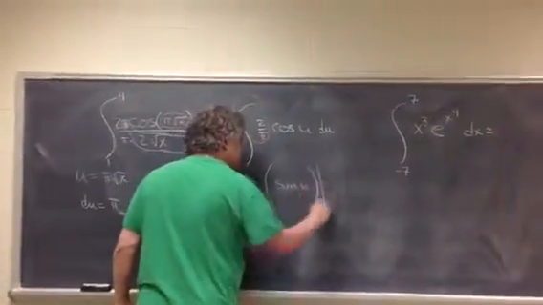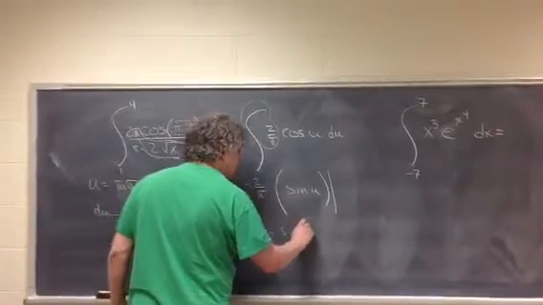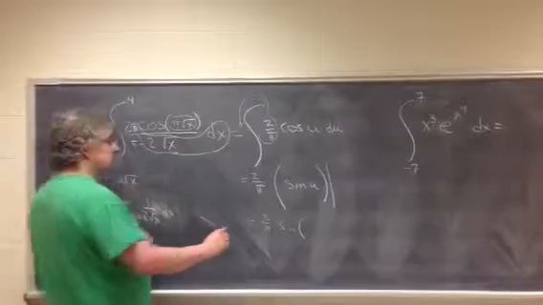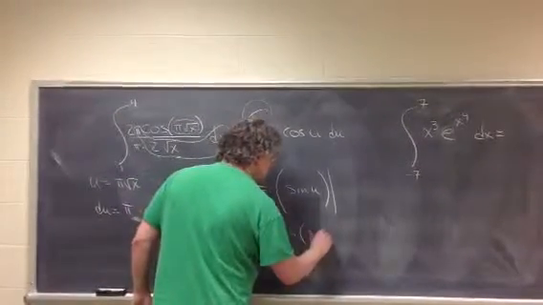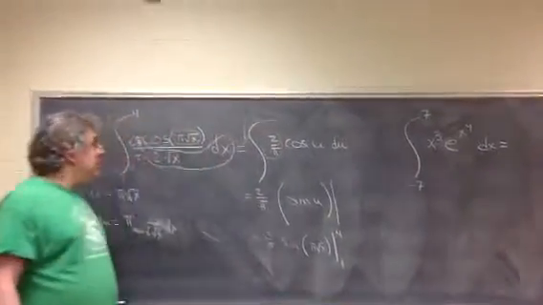So, what is that? It's 2 over pi, the sine of, what is u again? Pi squared of x. That sounds hideous and horrible. It's not as bad as it looks.